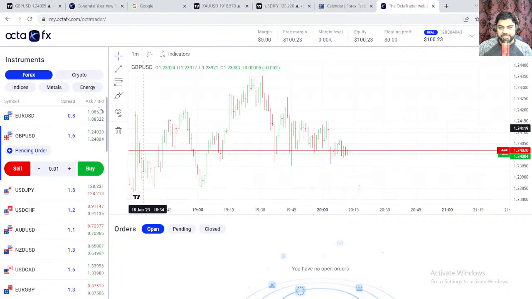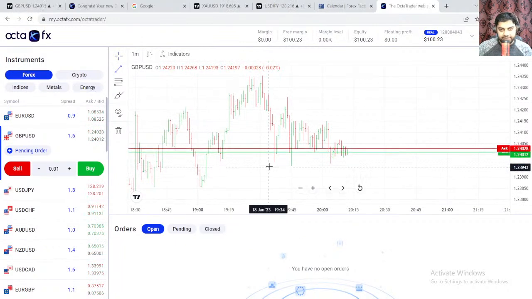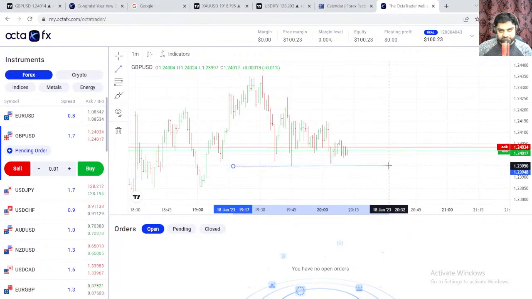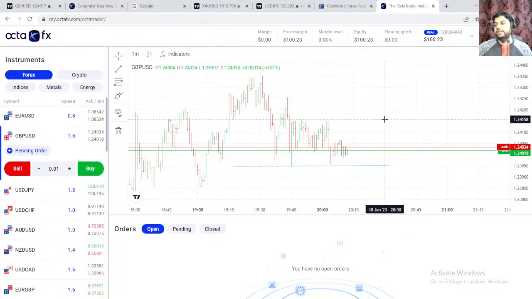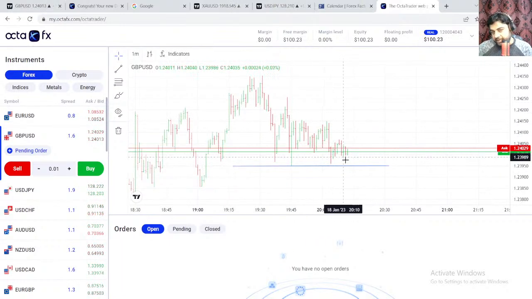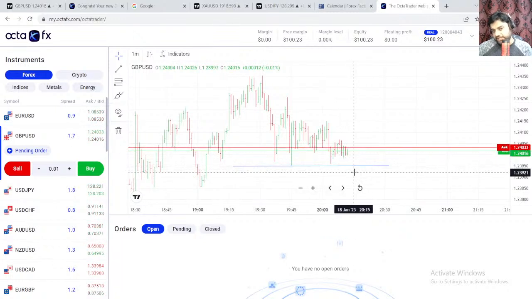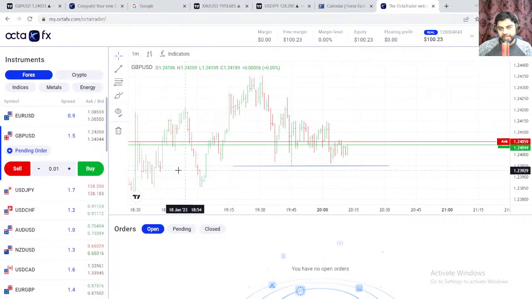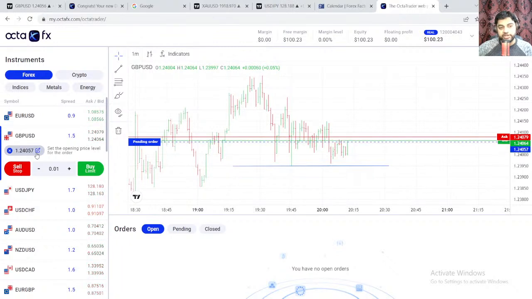Shall we make a trade? I think first I will make a trend line over here just to highlight where we will potentially buy. If the market comes down all the way to this level and then takes a spring over here, it springs from this, then I will buy on the Octa Trader platform. Well, you can also use pending orders, okay? You can use pending orders.